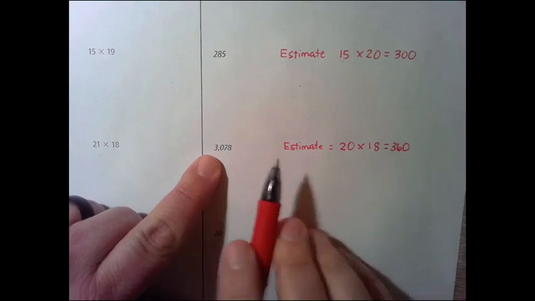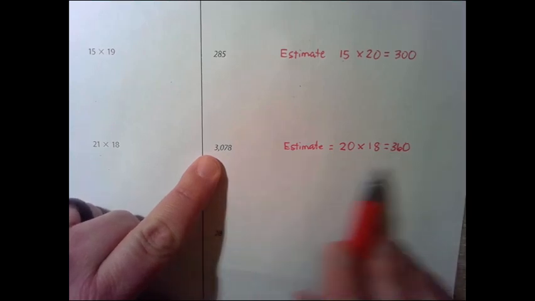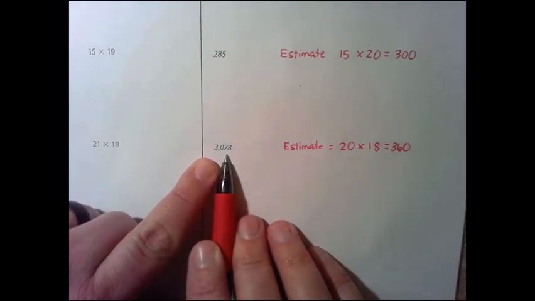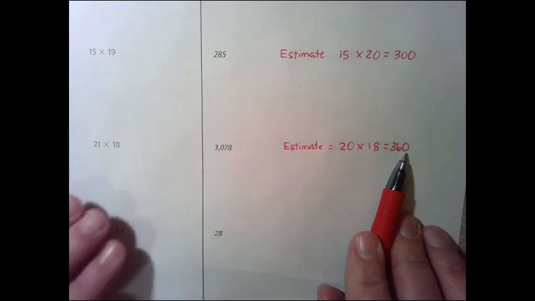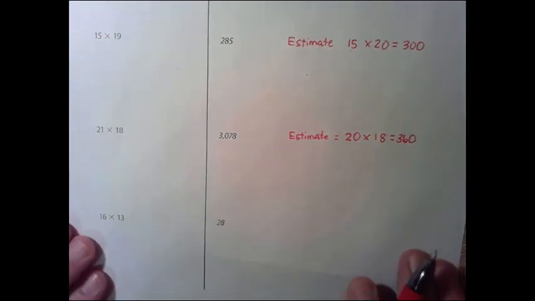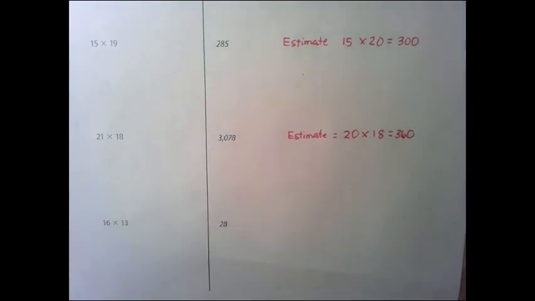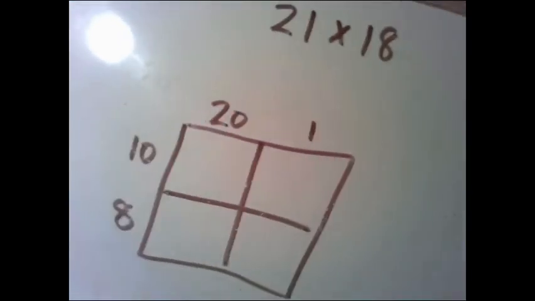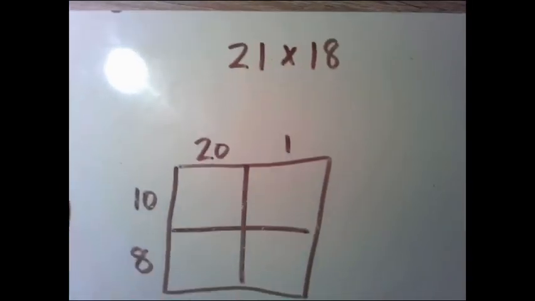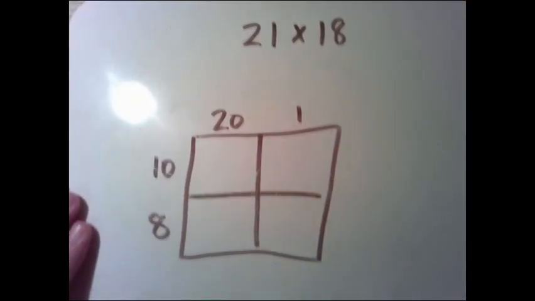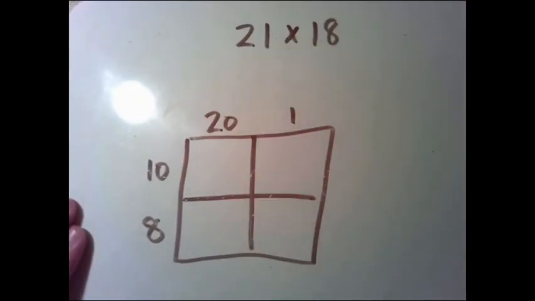Now, the student's answer is not reasonable because they got 3,078. Not anywhere close to our estimate. So since it's not anywhere close, we got to go and actually find the exact answer to this. So for 21 times 18, I'm going to use another area model. So I got it set up here. So I'm going to go 21 times 18.